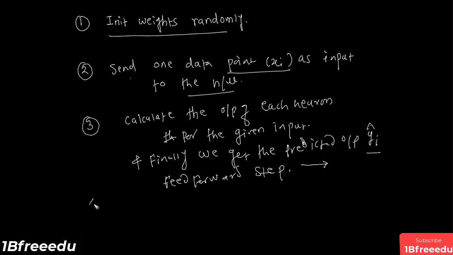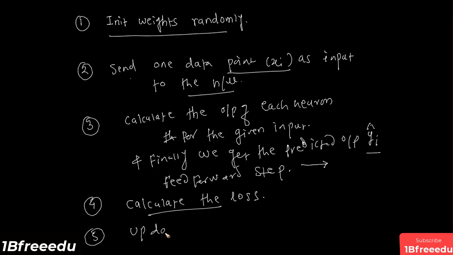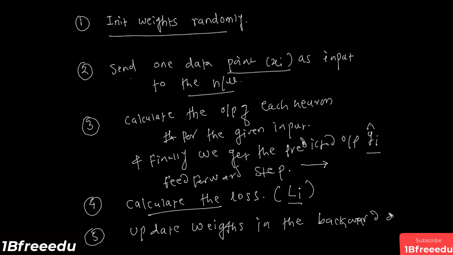And then step number 4 is calculate the loss. After calculating the loss, we update weights. We calculate the loss for that particular data point xi, so we call this loss li. This loss is only for that particular data point xi. So then update the weights in the backward direction.